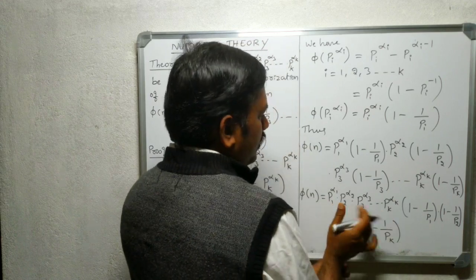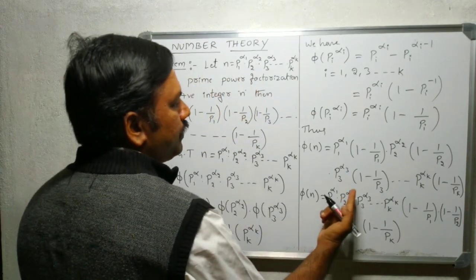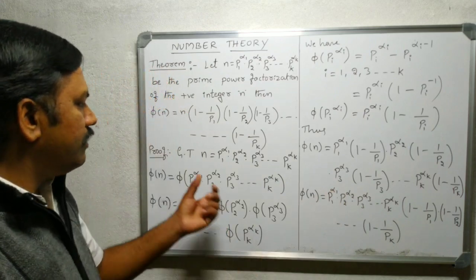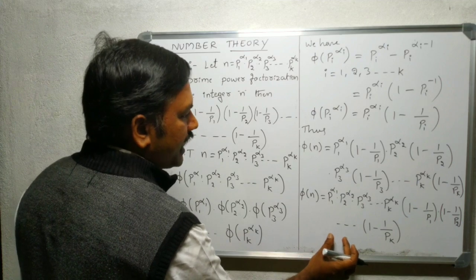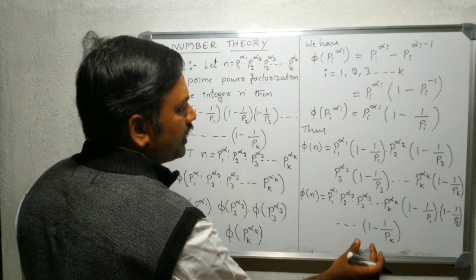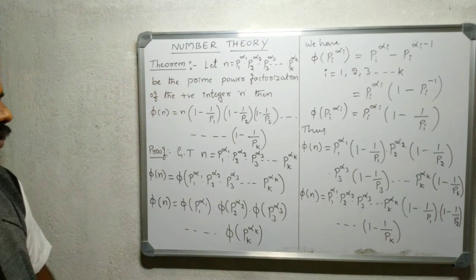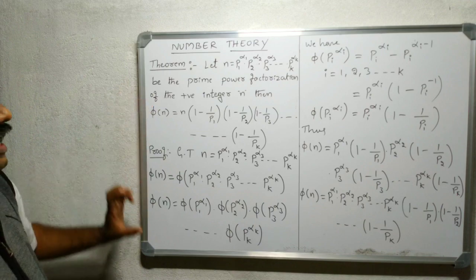So these p1 to the power of alpha 1 into p2 to the power of alpha 2 into p3 to the power of alpha 3 so on pk to the power of alpha k can be written as n. So that gives phi of n is equal to n into 1 minus 1 divided by p1 into 1 minus 1 divided by p2 into 1 minus 1 divided by pk. So that gives the result, hence the theorem.